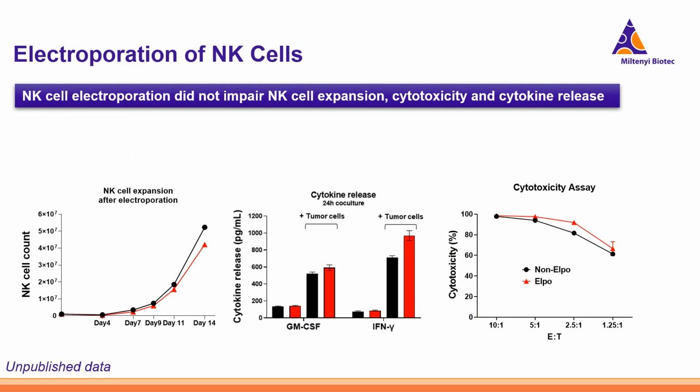Looking into the expansion capacity and effector function of the natural killer cells after electroporation, we were happy to find that the NK cells are not impaired as a consequence of the electroporation. The expansion capacity is still retained, as well as the cytokine release after co-culture with tumor cells and the cytotoxic activity.